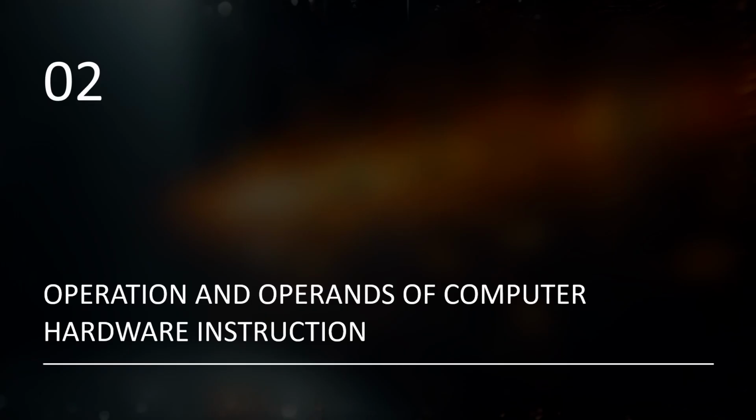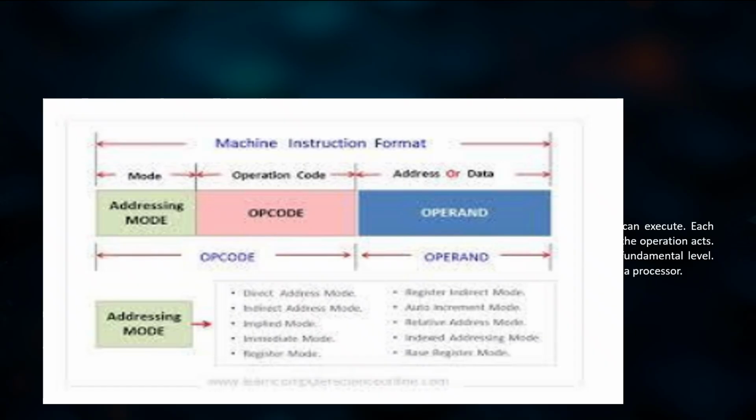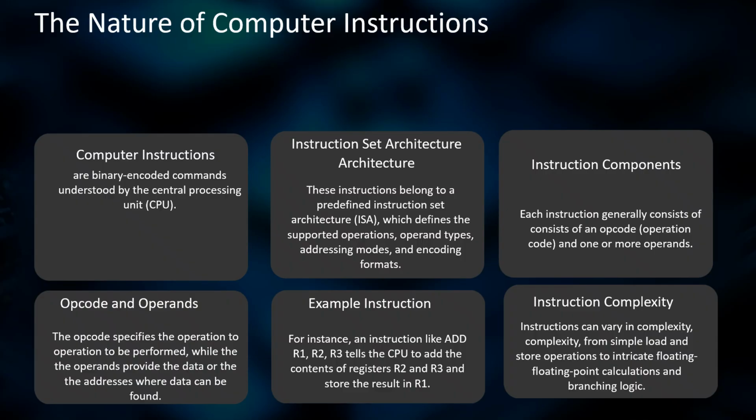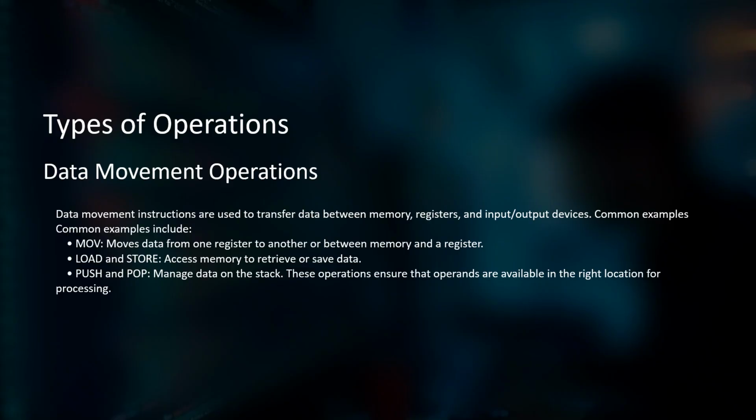Another topic is operands and computer hardware instructions: the addressing mode, opcode, and operand. It is a very important thing. These instructions are understood only by the processor. The opcode specifies the operation to be performed, while the operands provide the data or the address where the data can be found.